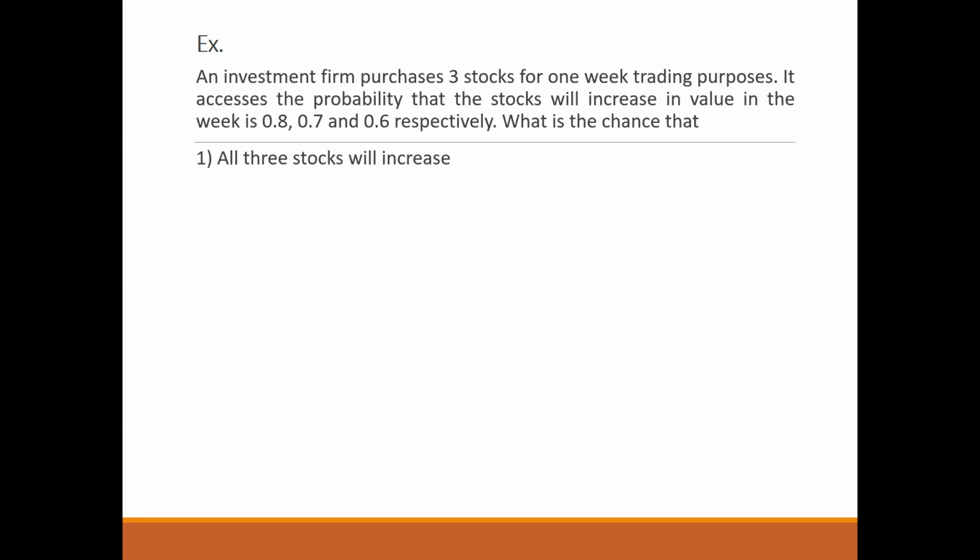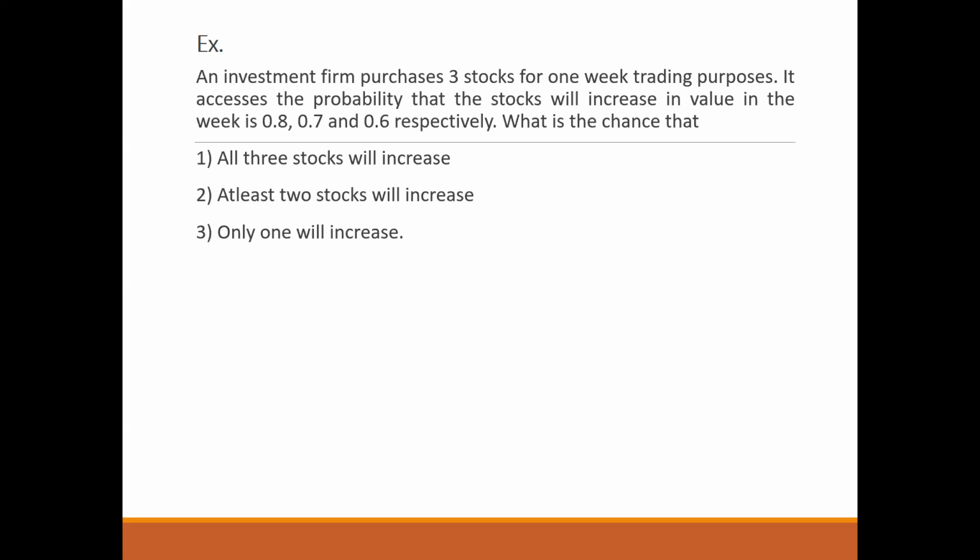All the 3 stocks will increase. That means they are going to give you profit. Then at least 2 stocks will increase. And the third one is only 1 will increase. So there are 3 questions which you have to answer here. Find out the probability for all the stocks, if they increase, then at least 2, and the last one, at least only 1 of them will increase.